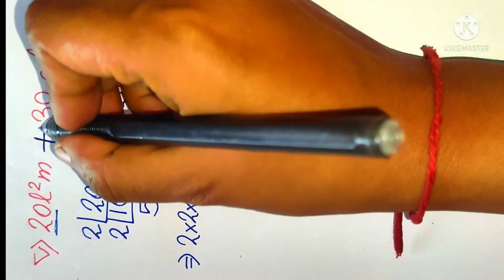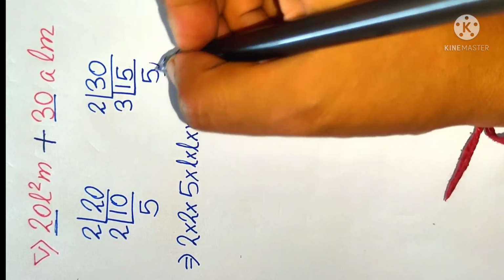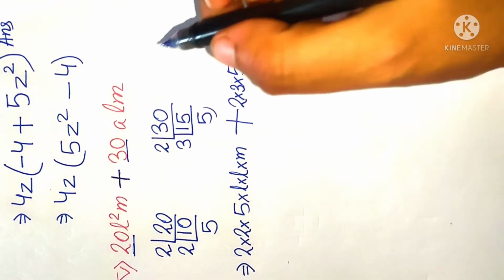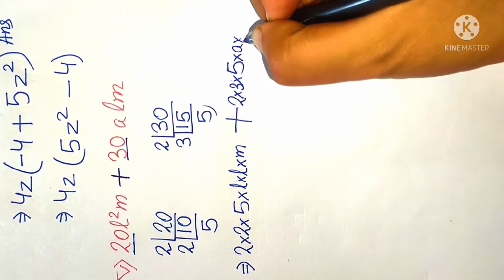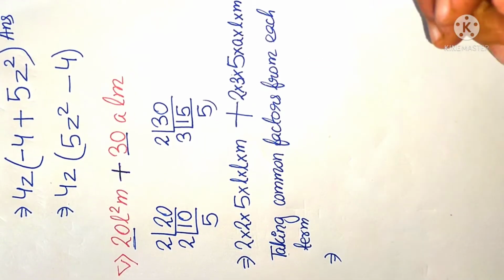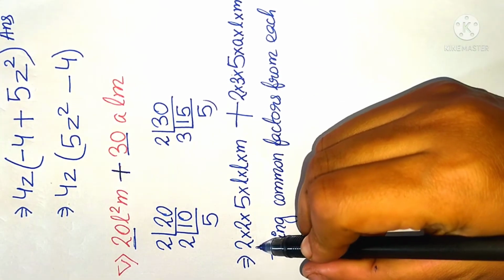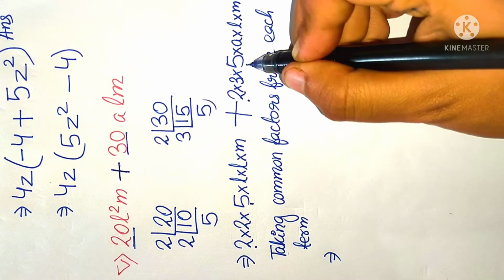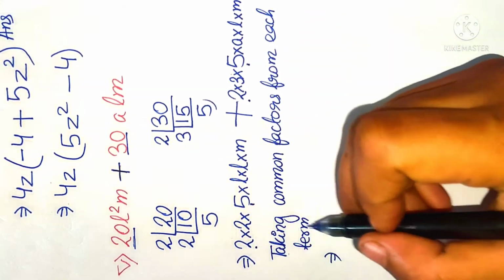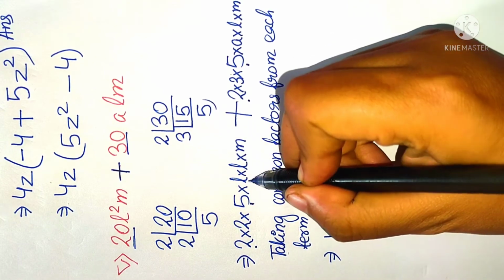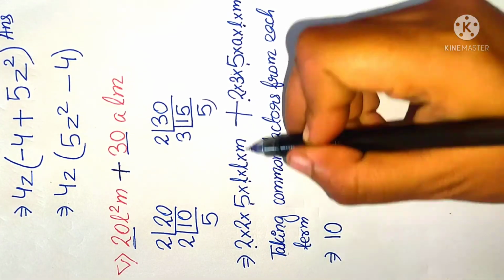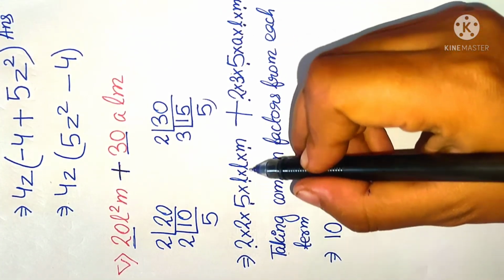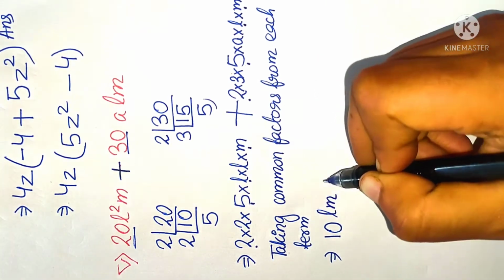We will write the separator, that is plus. In place of 30, we can write 2 into 3 into 5. Next we have ALM, that is A into L into M. Now taking common factors from each term. Here we have 2, here also 2. Here we have another 2, we don't have any more 2. Here we have 5, here we have 5. So in the constant we will get 2 into 5, that is 10 common. And here we have 1L, here also 1L. Here we have another 1L, here we don't have another 1L. Here we have M, here also M. So in case of variable, we can take LM as the common factor.